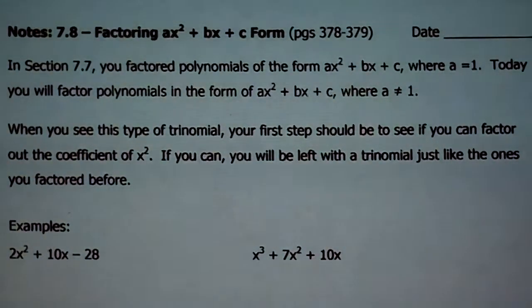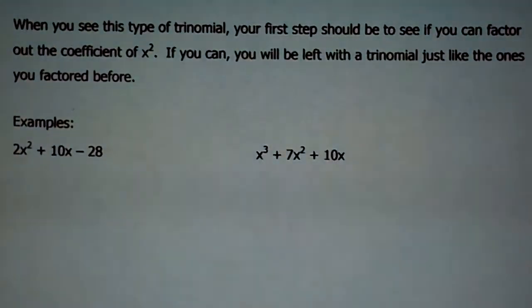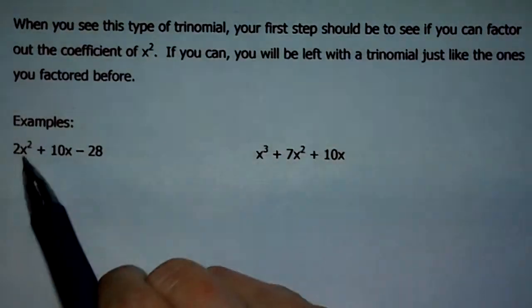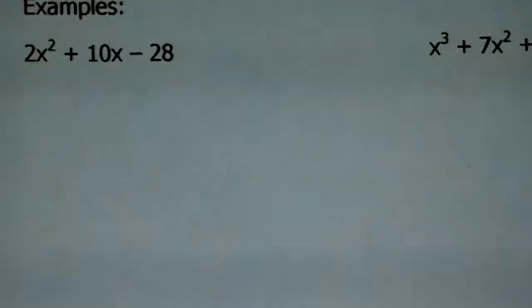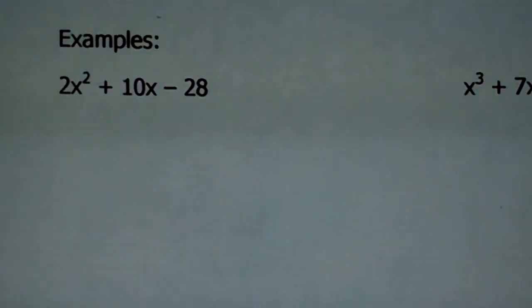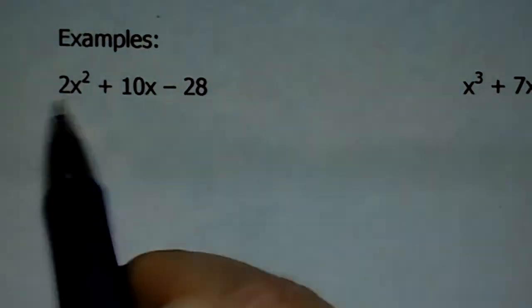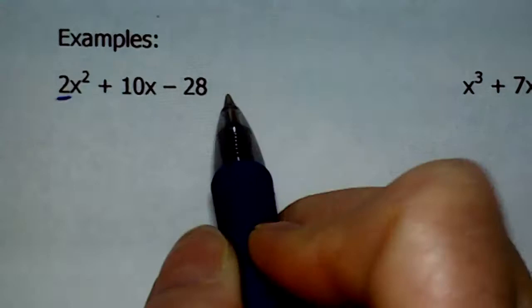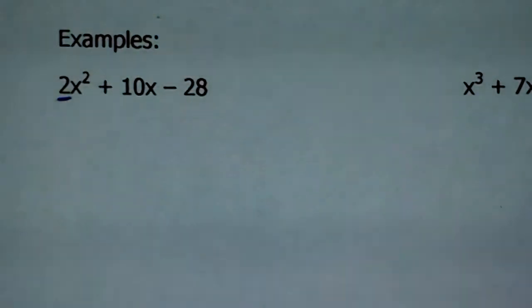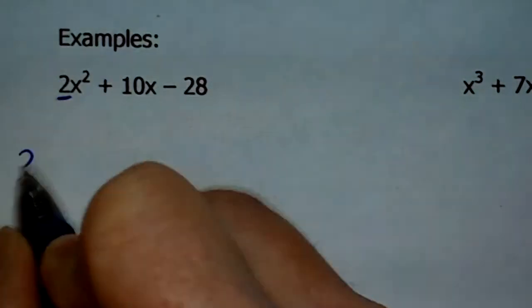So, the first thing that you should always do when you see a trinomial that has the x squared term with a number in front of it other than 1, you should ask yourself, can I factor out that number that's in front of the x squared? Can I factor out the a? Meaning, does the coefficient in front of the x squared term go into all of those? And in this case, it does. So we're going to factor out the 2.